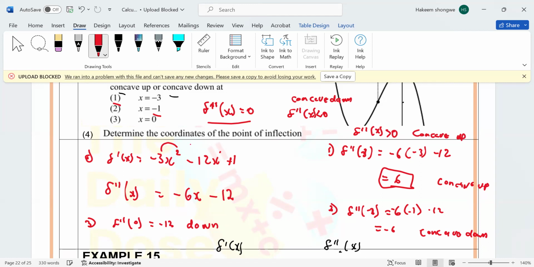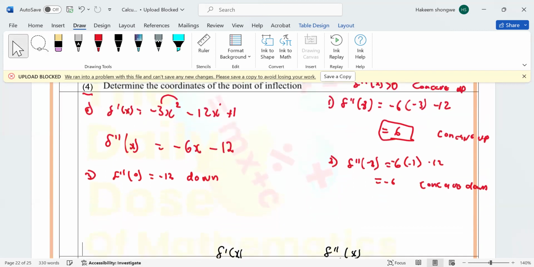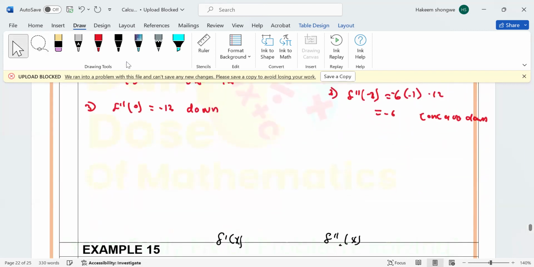You'll see now. So we have number 4. On number 4, they say we should determine the coordinates of the point of inflection. How do you determine the coordinates of the point of inflection? Look at this now. On number 4, I have f prime of x, which is given as minus 6x minus 12. Now, if they say determine, it's like them saying determine the stationary point.